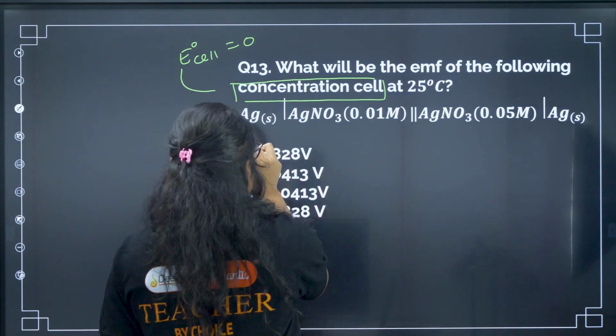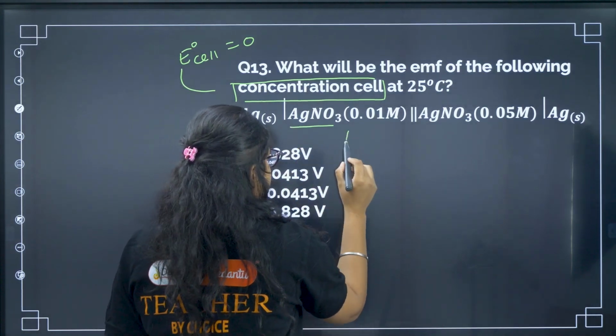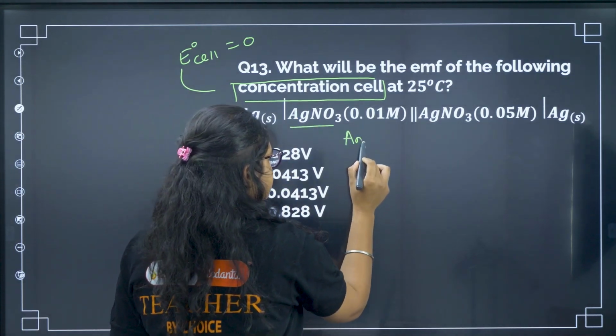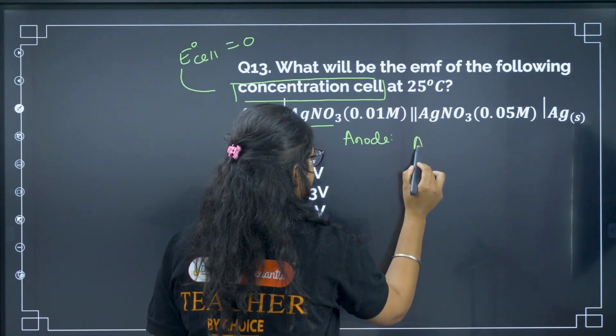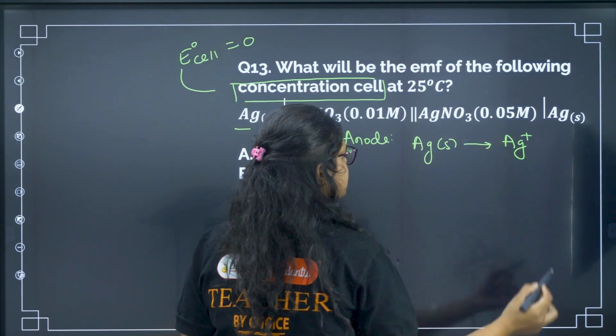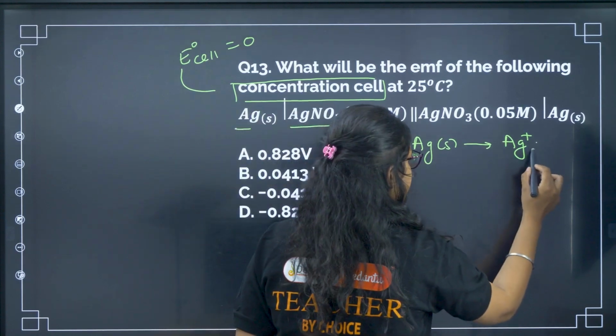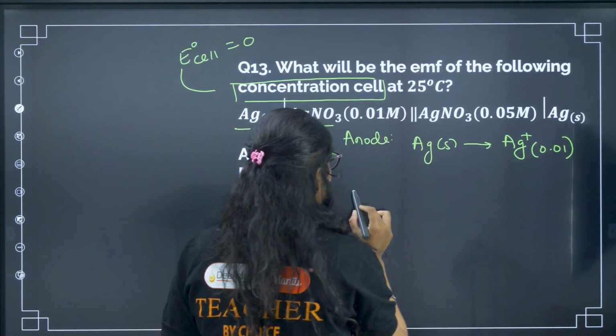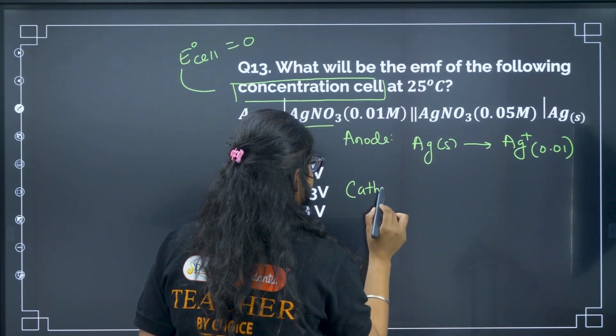Now let us see. Ag to AgNO3, so suppose this is one reaction, this is anode side, right? So I'll first write the anode reaction. Ag from solid is getting converted to Ag plus, that is oxidation. What is the concentration here? 0.01.